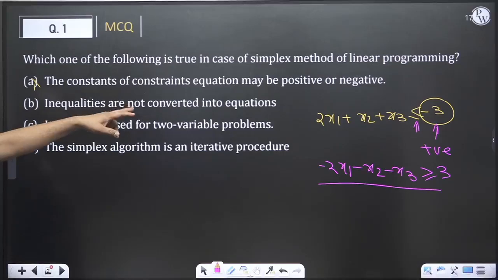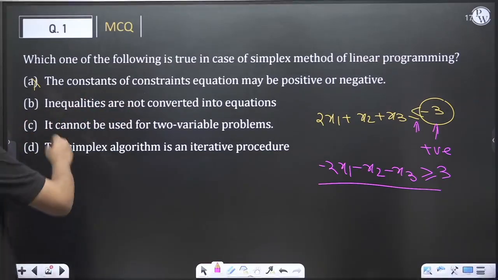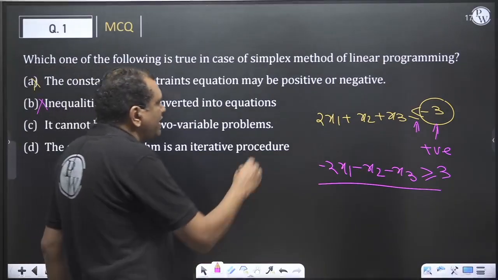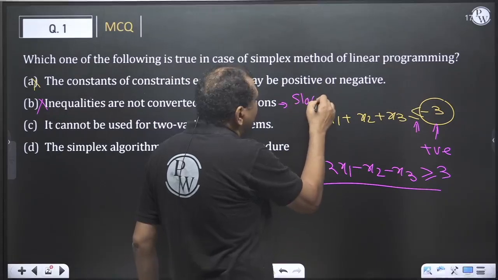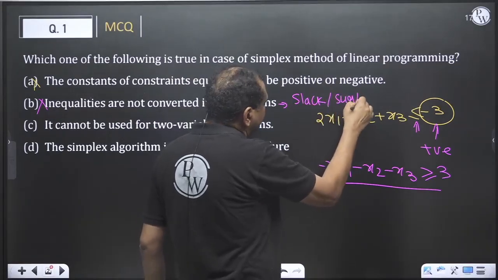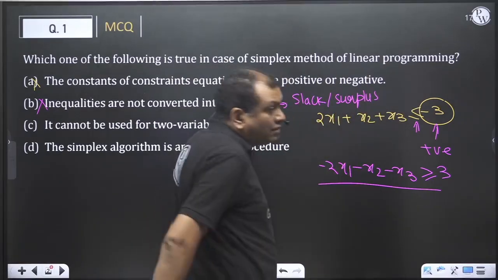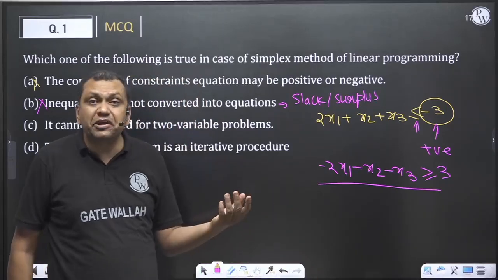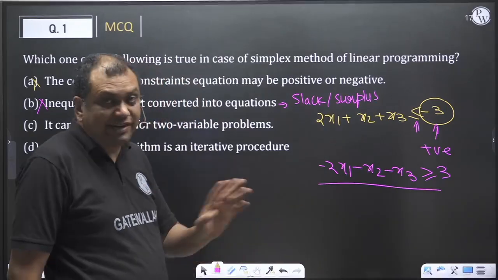Inequalities are not converted into equations. No, that is also wrong. By adding slack or surplus variables, inequalities are converted into equations. Second statement is also wrong.